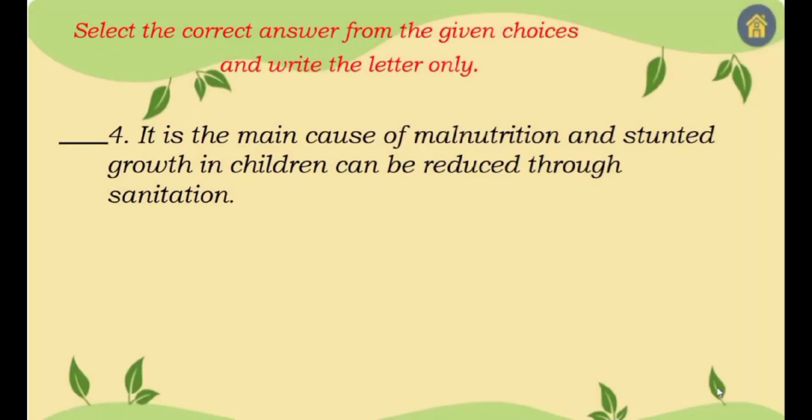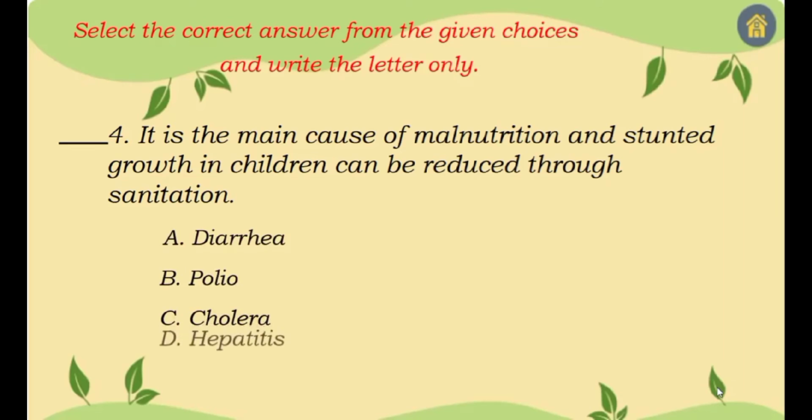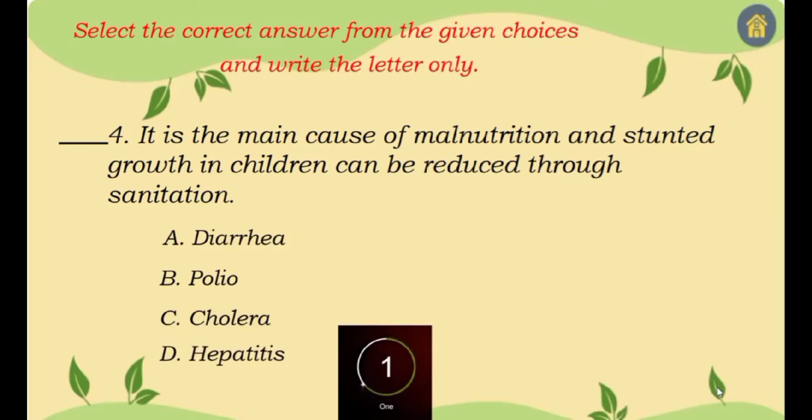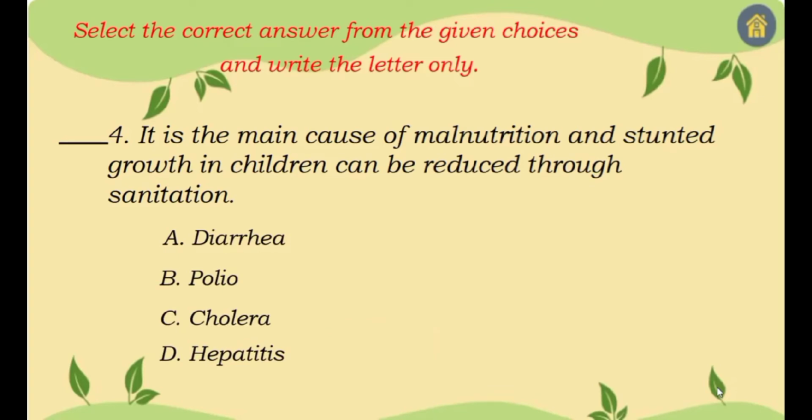Number 4. It is the main cause of malnutrition and stunted growth in children, and can be reduced through sanitation. Letter A. Diarrhea. Letter B. Polio. Letter C. Cholera. Letter D. Hepatitis. And the correct answer is letter A. Diarrhea.